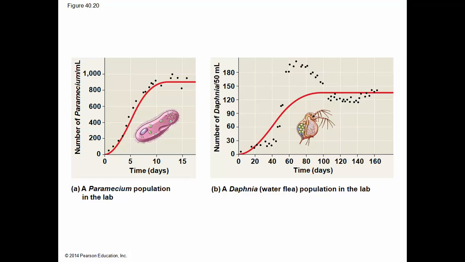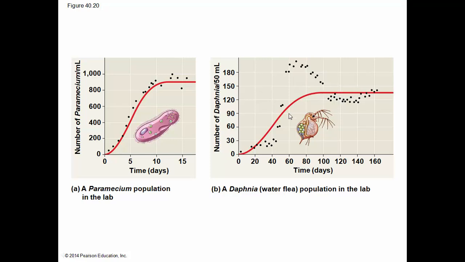Okay, here's a paramecium versus a daphnia. If you look at the predicted growth rate curve based on the carrying capacity of the paramecium, the scatter plot follows that pretty closely. But if you look at the daphnia, the water flea, its scatter plot goes way above carrying capacity, and then the populations kind of crash until they attain a more level growth rate of 0 at carrying capacity.